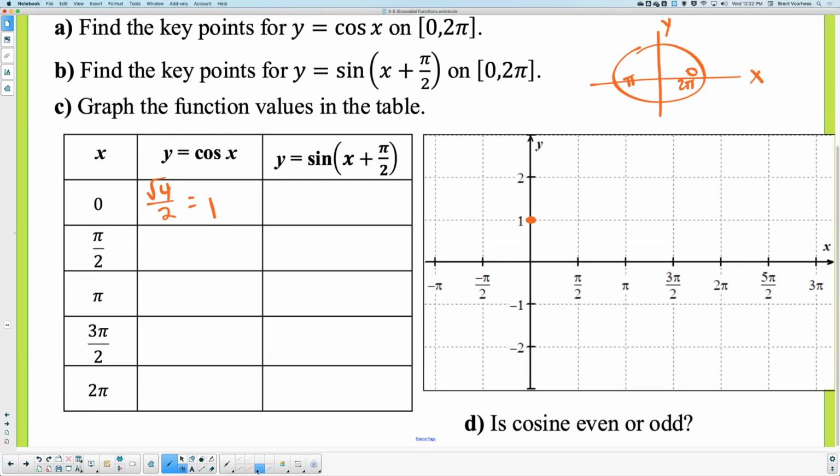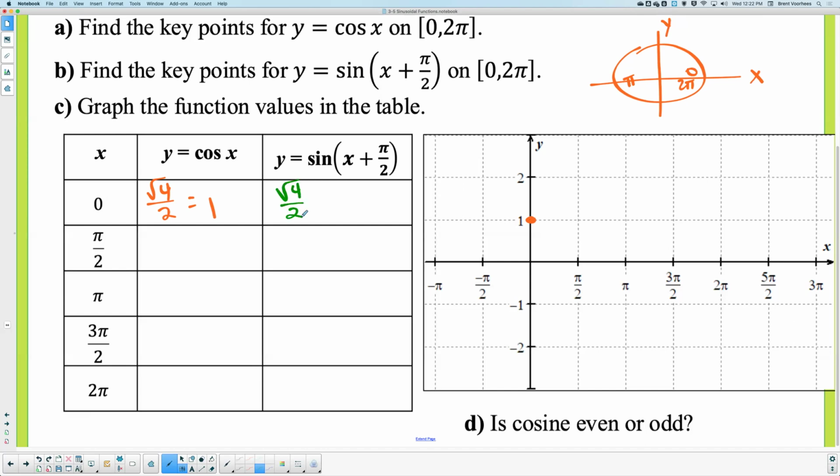So on this problem, x is 0. So what is 0 plus pi over 2? 0 plus pi over 2 is pi over 2. So on the hand trick, which finger is pi over 2? Thumb. Bend your thumb, flip your hand over. How many y's do you have there? It's the square root of 4 over 2.